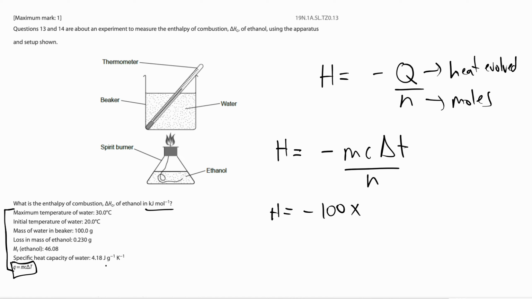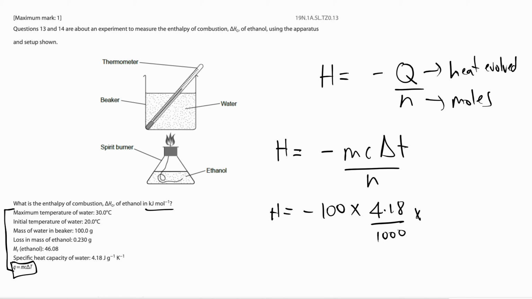But remember, we want kilojoule per mole, kilojoule. What is the unit for heat capacity of water? Joule per gram Kelvin, joules. We need to convert this joules into kilojoules. And how do we do this? We need to divide 4.18 by 1000. This will give us the amount in kilojoules.